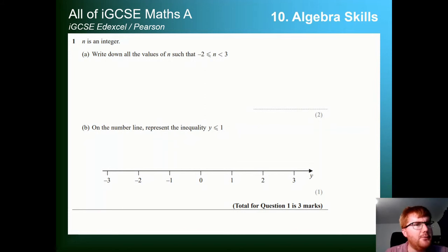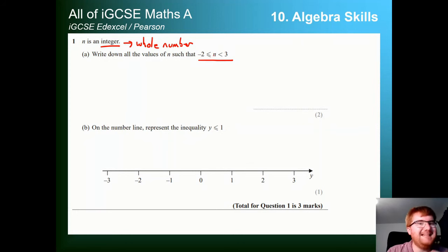Again, a very important skill, particularly on Edexcel. They do put an odd inequality question in, or as you've seen in earlier parts to this video, they insert inequalities into a quadratic question, for example. So here, n is an integer. Remember that word that's come up, I think, 3 times in this video. A whole number, that's important. And write down all the values of n such that it fits between here. So minus 2 is less than or equal to n, and n is less than 3.